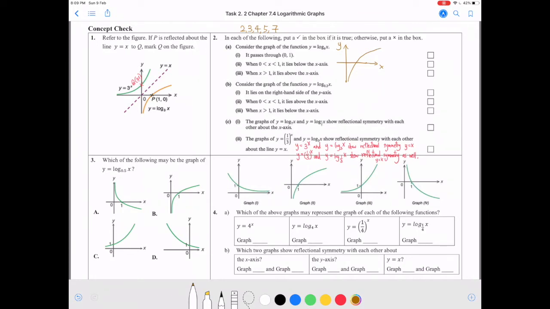It passes through 0, 1. Okay. So this is the point. Where is 0, 1? This is 0, 1, right? How about this point? This point is 1, 0. So that means the first one is wrong.